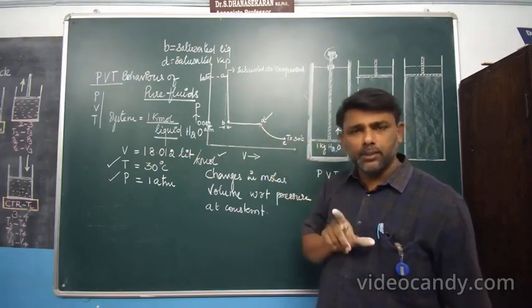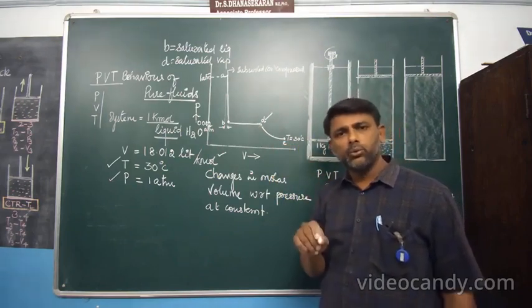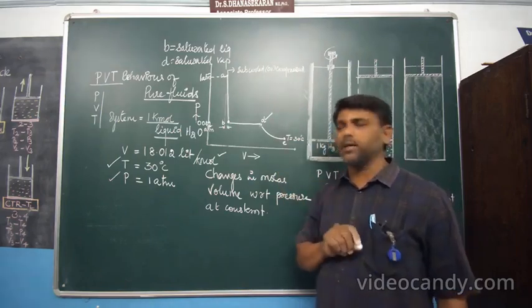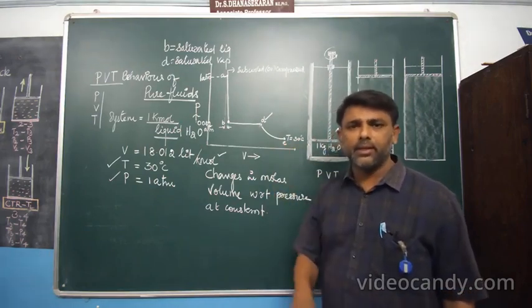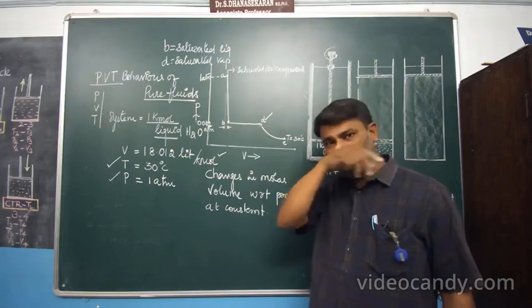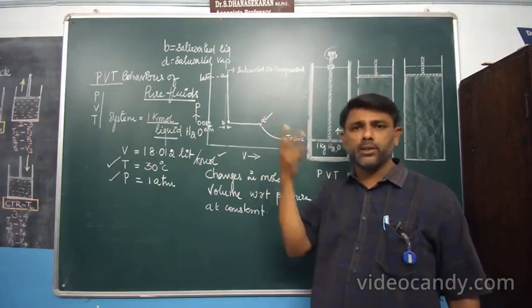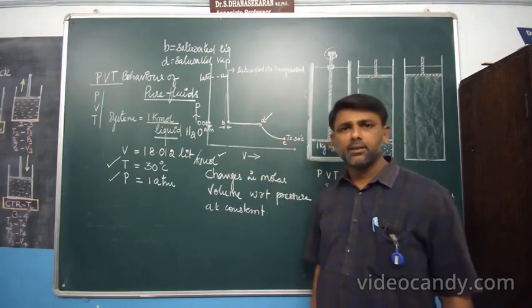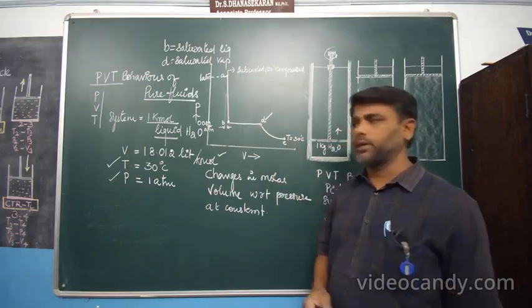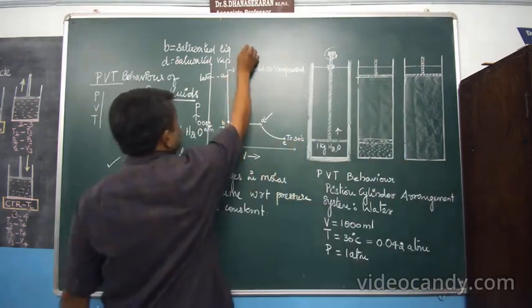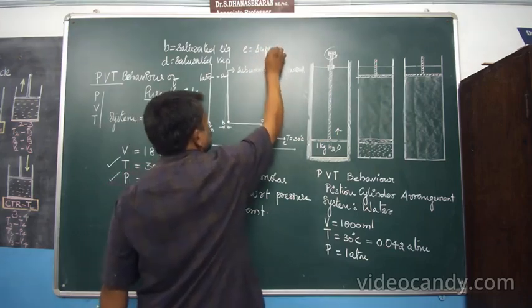When the pressure over the system is decreased to a value less than the saturation pressure at a specified temperature, or if you are increasing the temperature above its saturation temperature, that means above 30 degrees Celsius, if you are increasing the temperature above the saturation temperature at a specified pressure, the vapor becomes superheated vapor. Hence, E is called superheated vapor.